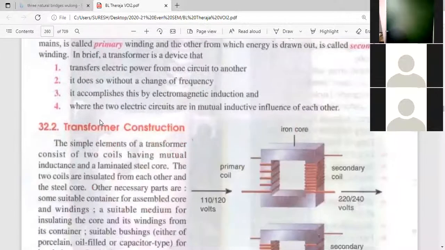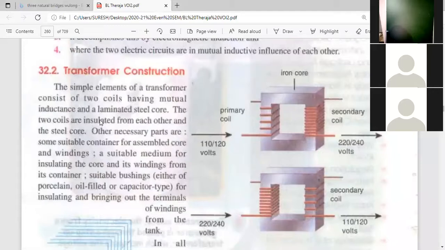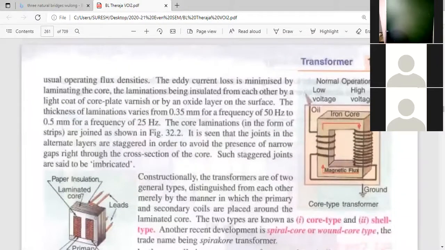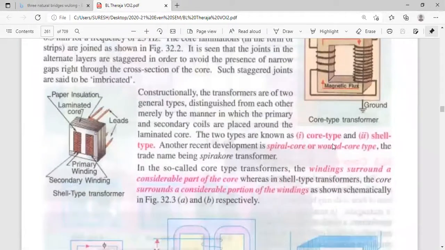Step up and step down. Okay, that is step up and step down according to voltage. Now I am asking according to construction. There are two types. What are those two types we will see? Single coiled, multi-coiled? See here. Two types of transformers are given here. On the screen it is visible, I think. Two types of transformers according to construction.